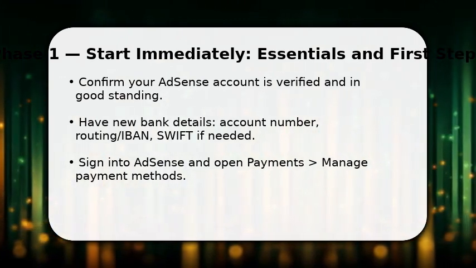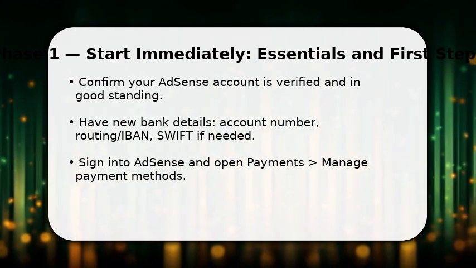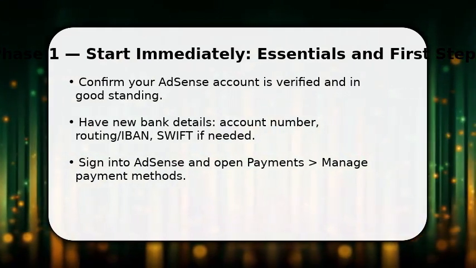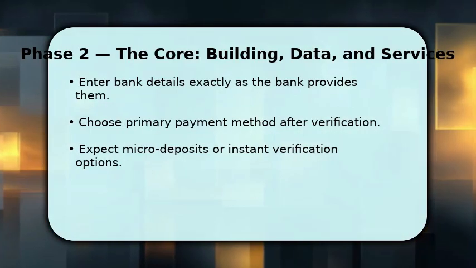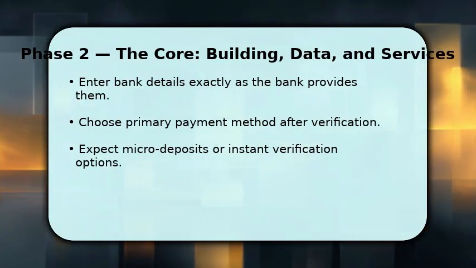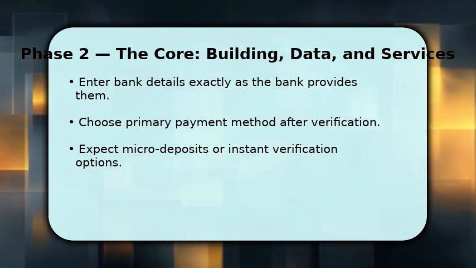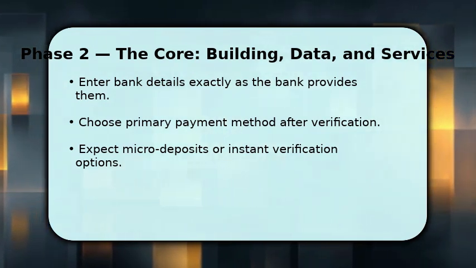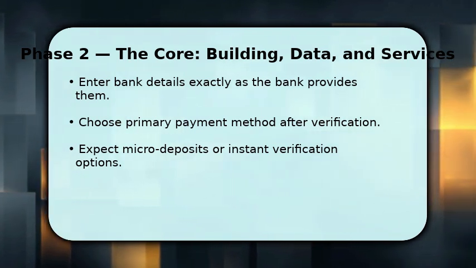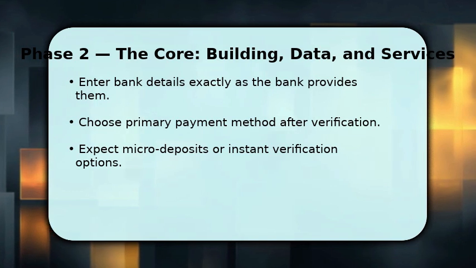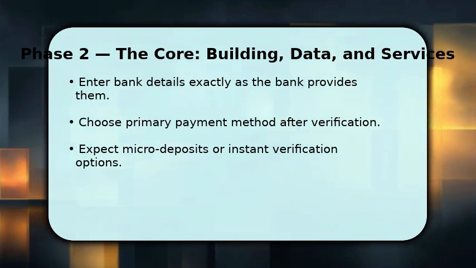Begin by clicking Add Payment Method to register the new bank. Now you add the new bank details carefully. Type the account number and routing/IBAN exactly. Small typos cause rejections. Once entered, choose the verification path, either instant verification through your bank or microdeposits within 1-3 business days. Why verify? Because AdSense will only send earnings to a confirmed account.